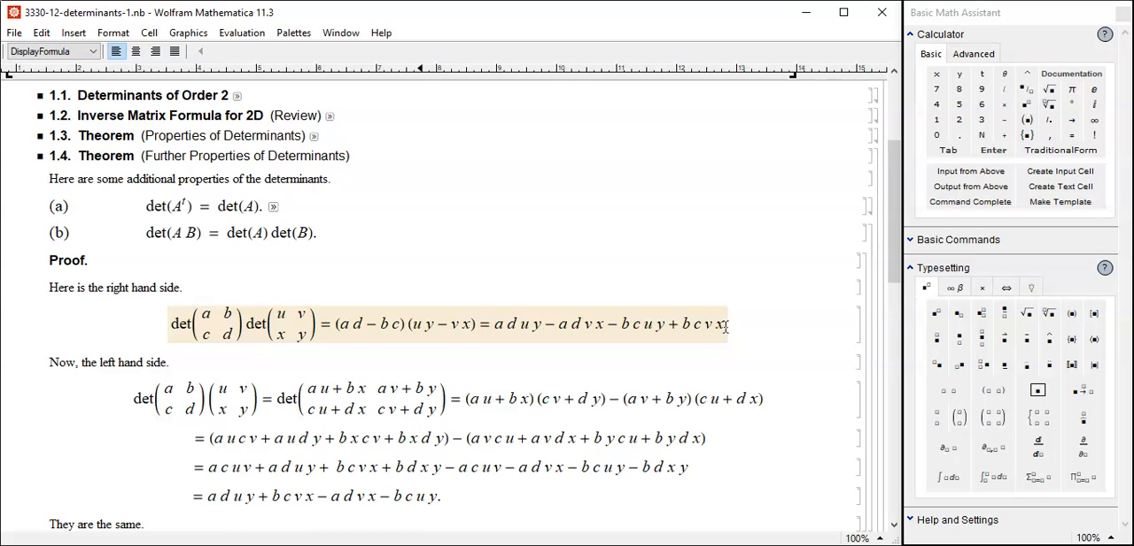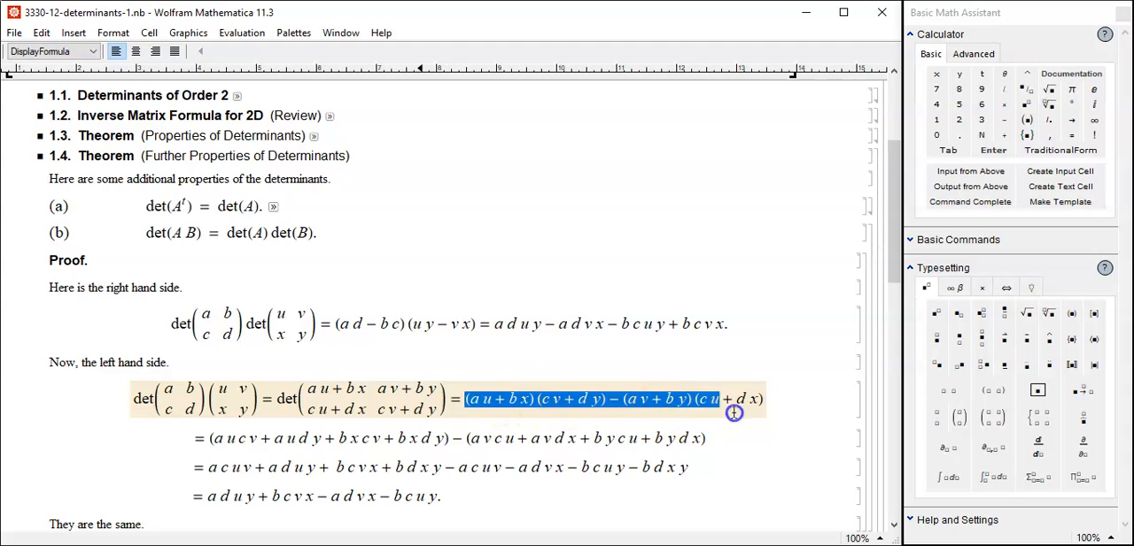Now let's calculate the matrix multiplication first. ABCD times UVXY, and then we end up with this 2 by 2 matrix, and then take the determinant, multiply the principal diagonal, and then subtract the other product.